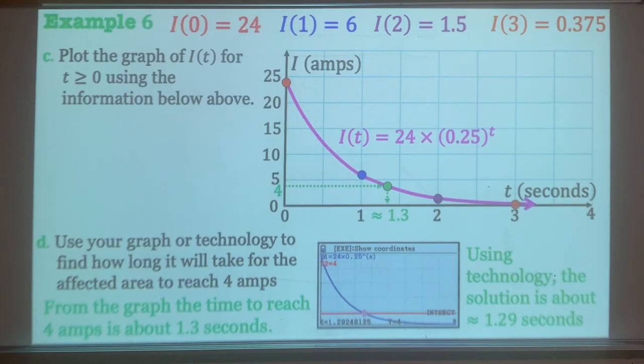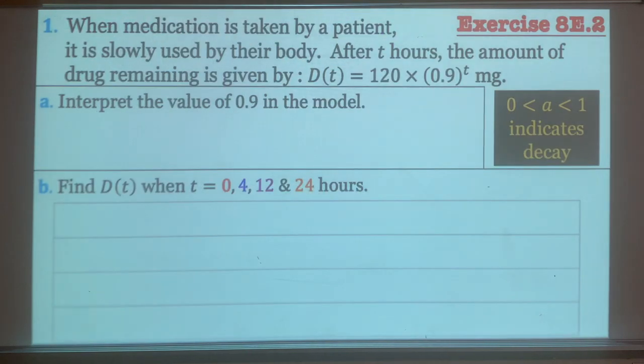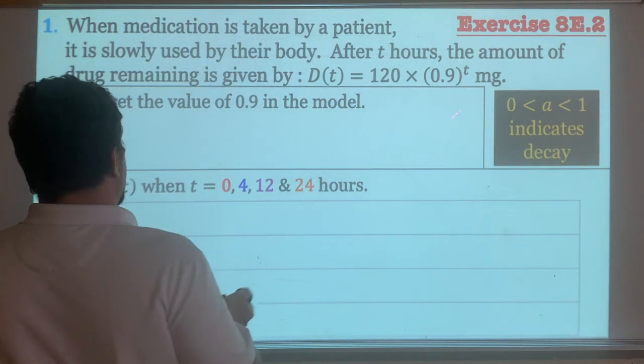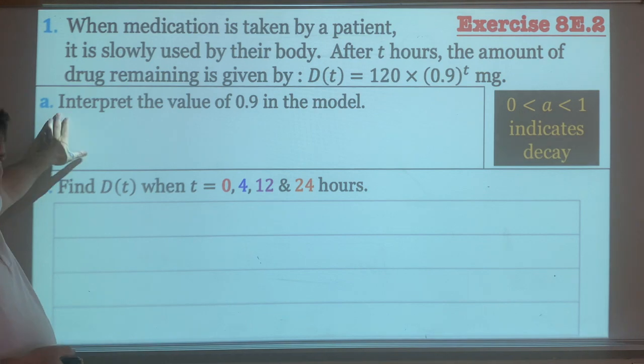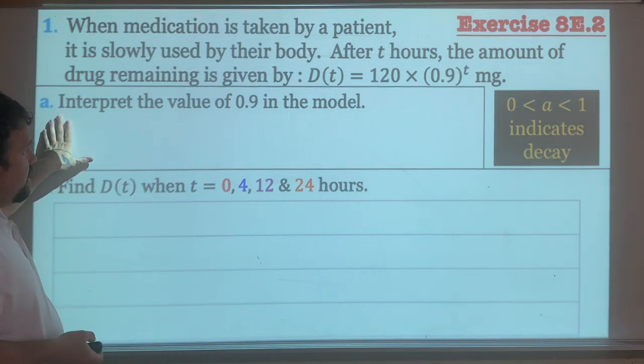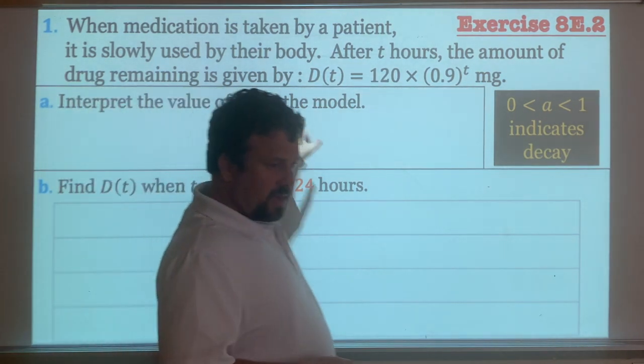All right. Good, we're all back. All right, so let's go to the next piece. Problem number one, medication taken by a patient is slowly used by their body. After T hours, the amount of drug remaining is given by D of T equals 120 times 0.9 to the T milligrams. Interpret the value of 0.9 in the model.